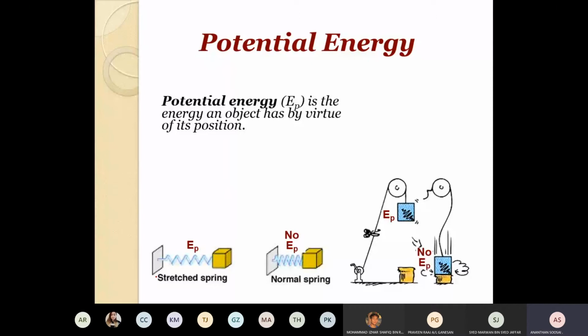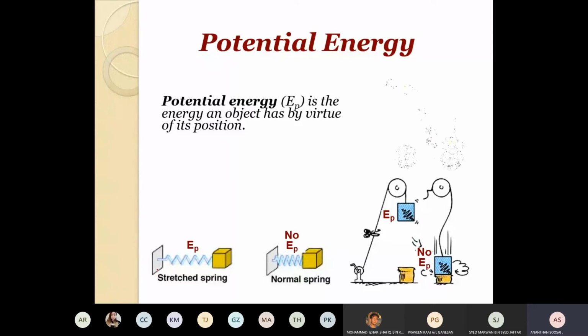GPE is the most famous, gravitational potential energy: potential energy gained through gravity. You have elastic potential energy, where you get potential energy due to elasticity. You have electric potential energy, potential energy gained due to an electric field. So there are different types of potential energy, but the most famous and important ones are GPE and elastic potential energy.